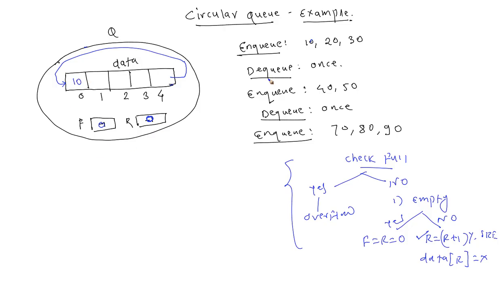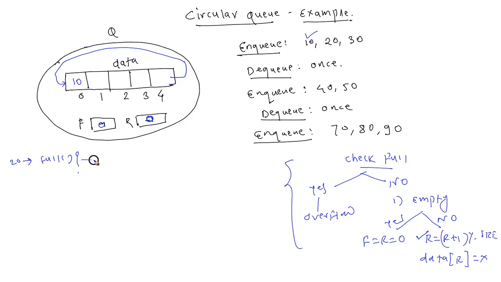10 inserted. Now 20. Is the queue full? How will I check? R plus 1. R is 0, 0 plus 1 is 1. So I'll check queue full before inserting 20.